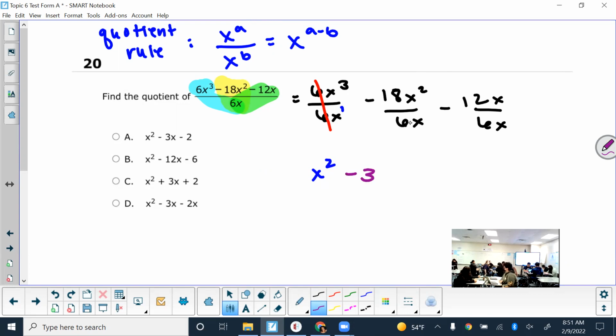And then what's x squared divided by x? Just x. Use your quotient rule. x to the 2 over x to the 1, 2 minus 1 is 1. All right, last term. We do negative 12 divided by 6. What do we get? Negative 2, and x divided by x.